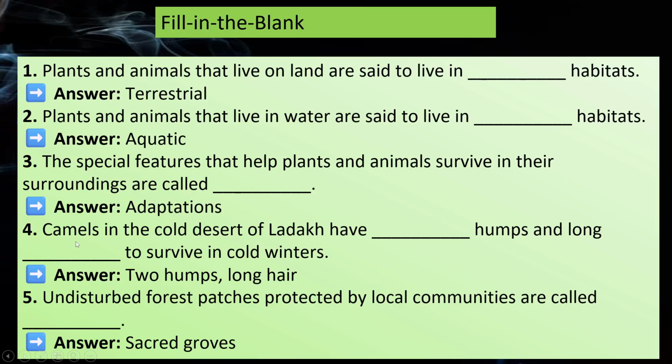Question number 4. Camels in the cold desert of Ladakh have dash humps and long dash to survive in cold winters. Camels of the desert of Ladakh have two humps and long hair to survive in the cold winters. Question number 5. Undisturbed forest patches protected by the local communities are called sacred groves.